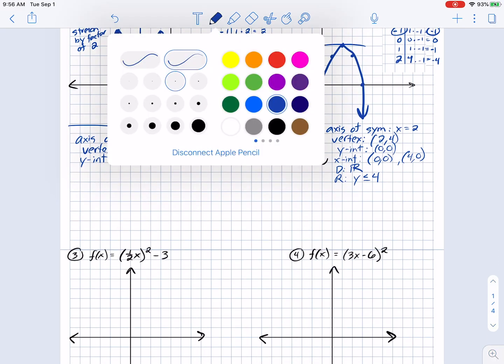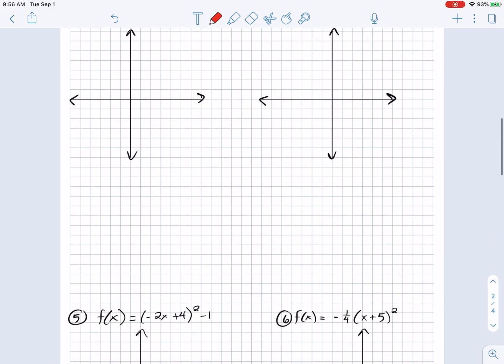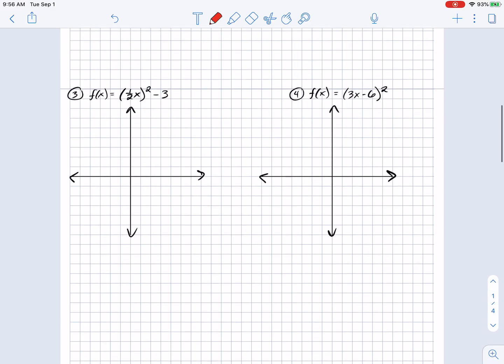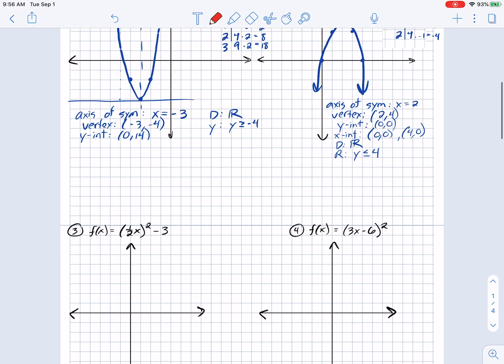All right, something I would like to talk about before we graph number 3 and 4. We'll graph 3 together and let you try 4 on your own, and then we'll do one more to finish up. You can sometimes have horizontal stretches and compressions. Okay, and the horizontal stretch or compression is going to be inside.